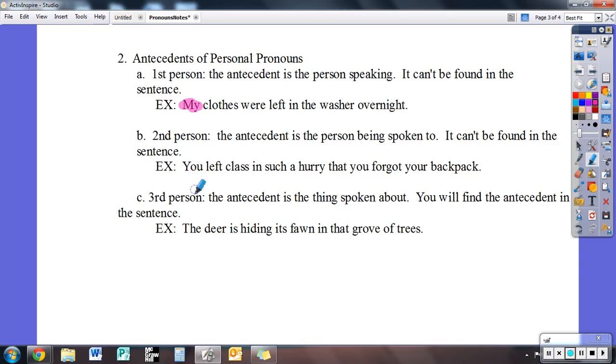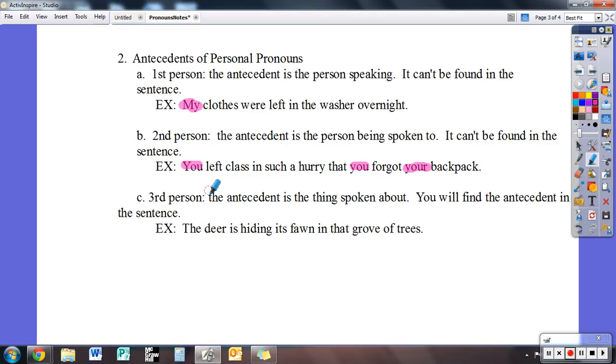Second person, the antecedent is the person being spoken to, and it can't be found in the sentence either. So here we go: you left class in such a hurry that you forgot your backpack. So here's you, and you, and you. Who is this you that we're referring to? There's not a name in the sentence anywhere. We just have to know that it's the person that's being spoken to in this sentence.